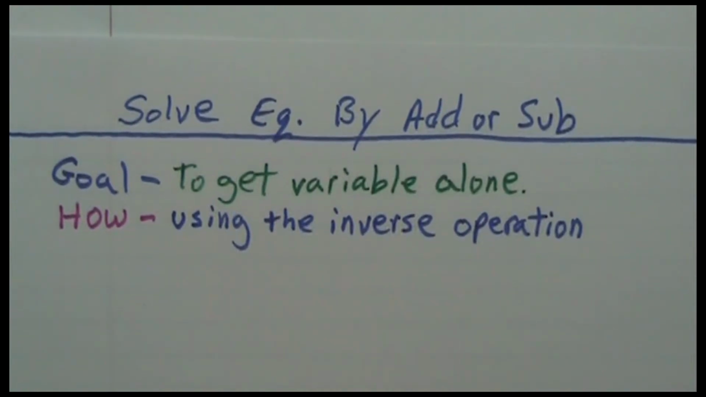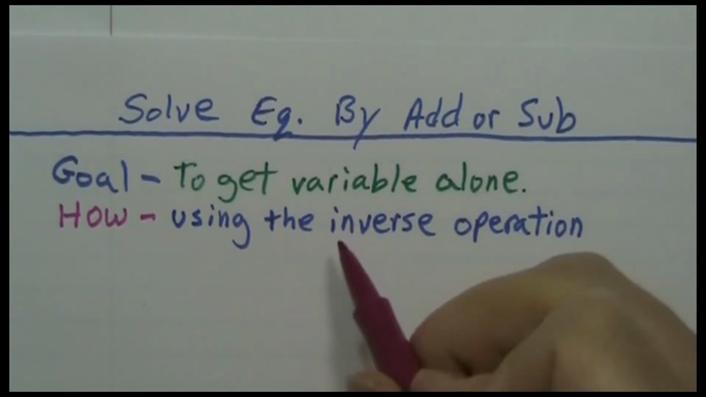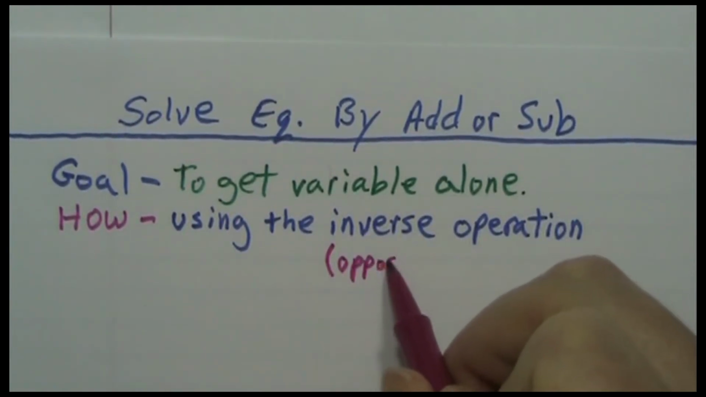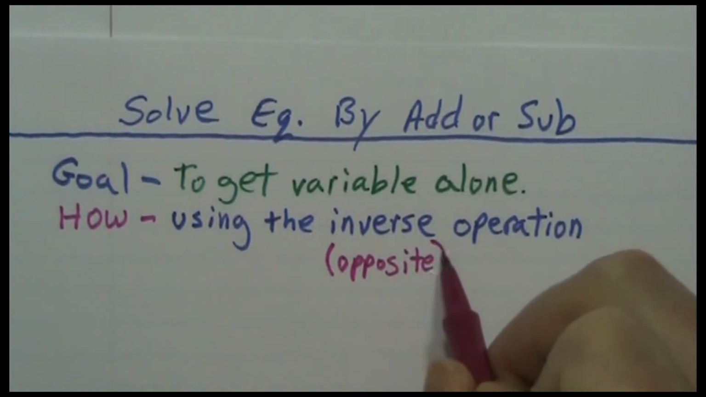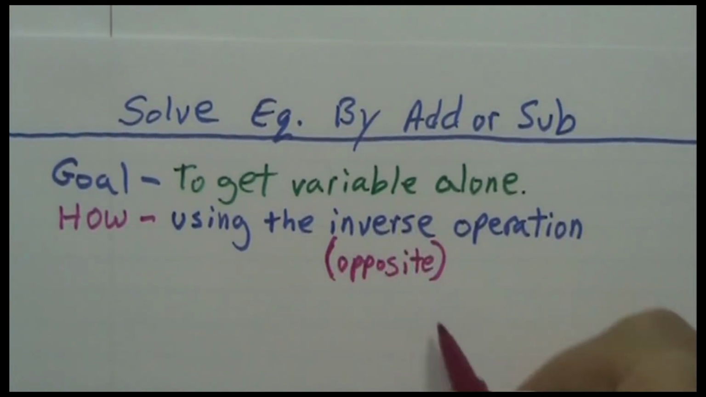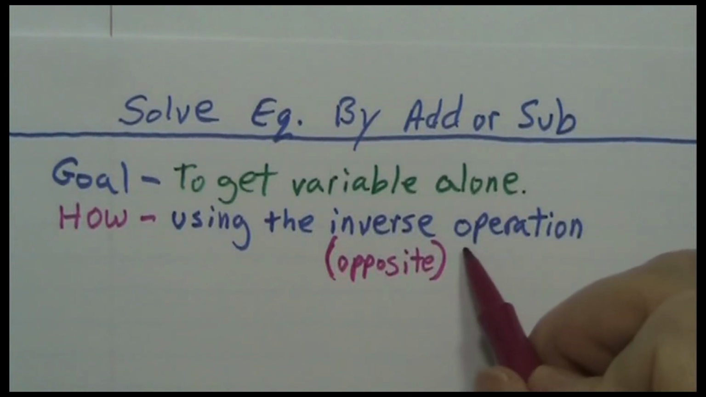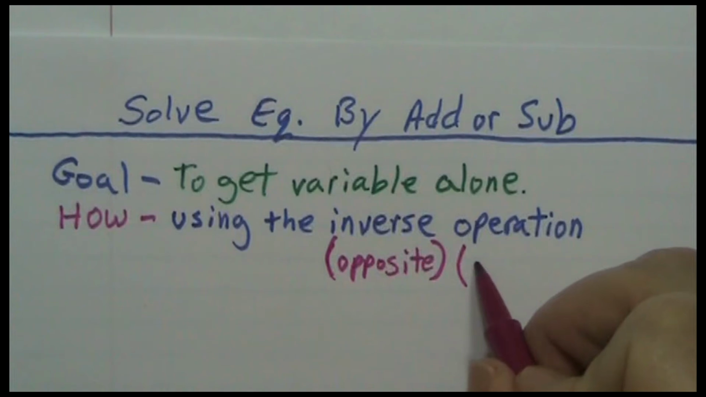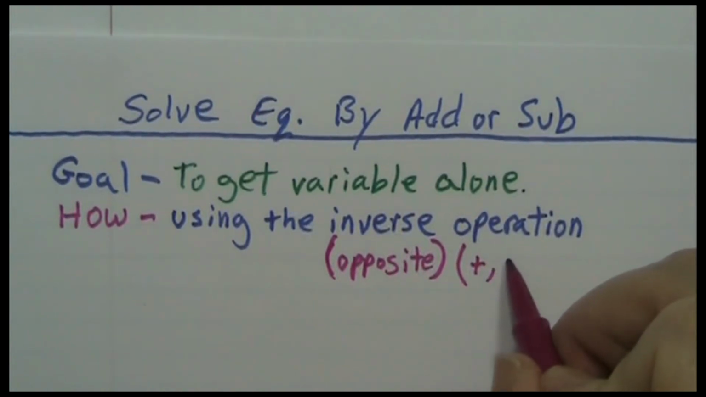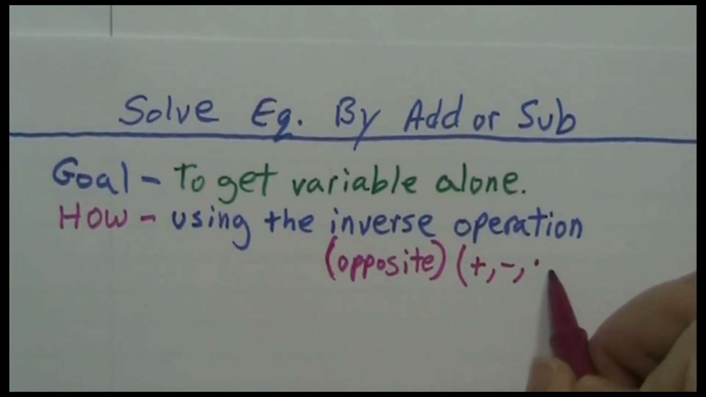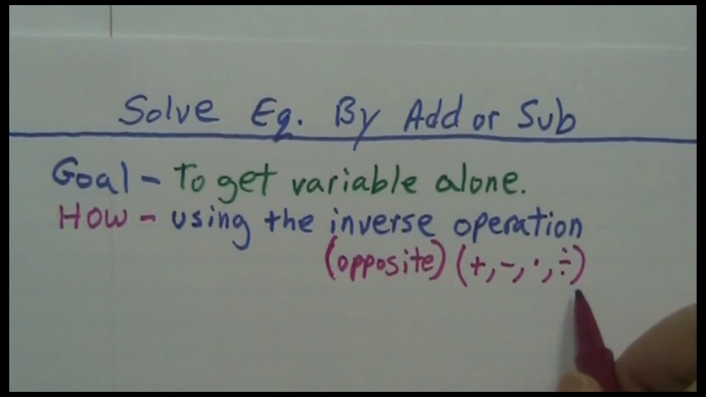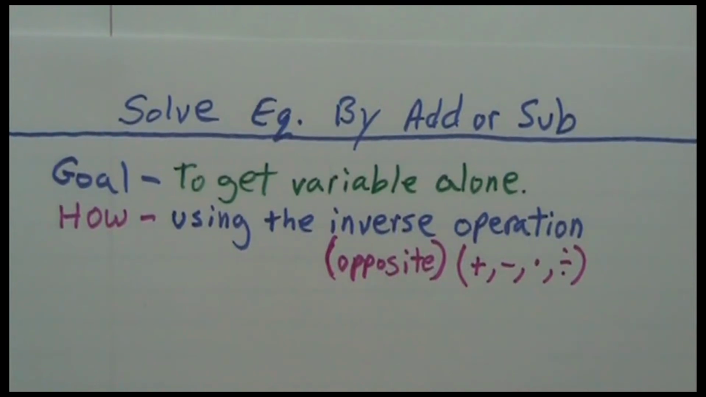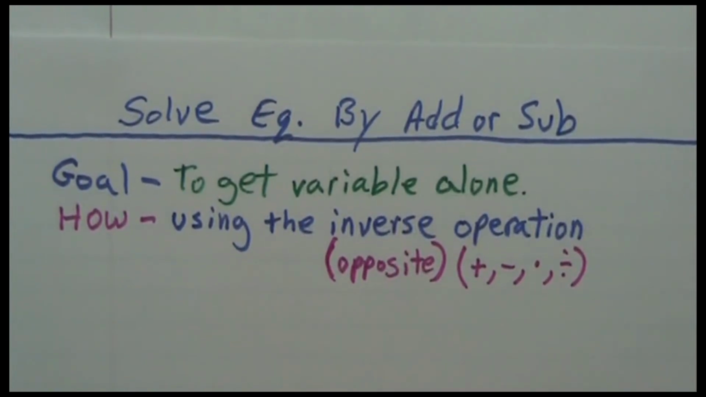And so what is inverse? Inverse is basically opposite. That's what inverse means. It means the opposite. Okay? What about operation? What does operation mean? It means add, subtract, multiply, or divide. Those are operations. Add, subtract, multiply, divide. And we want to do the opposite of those.